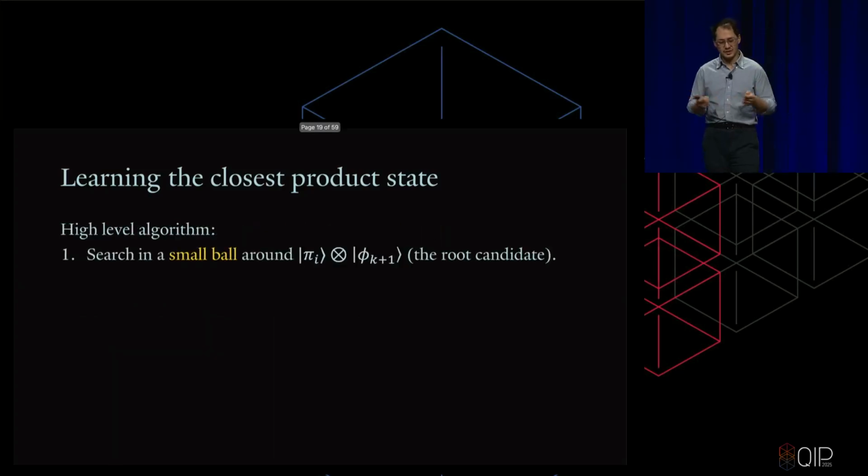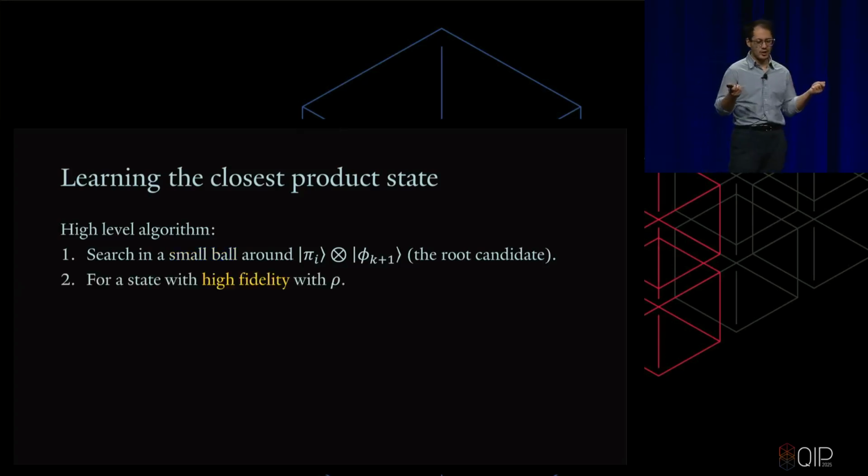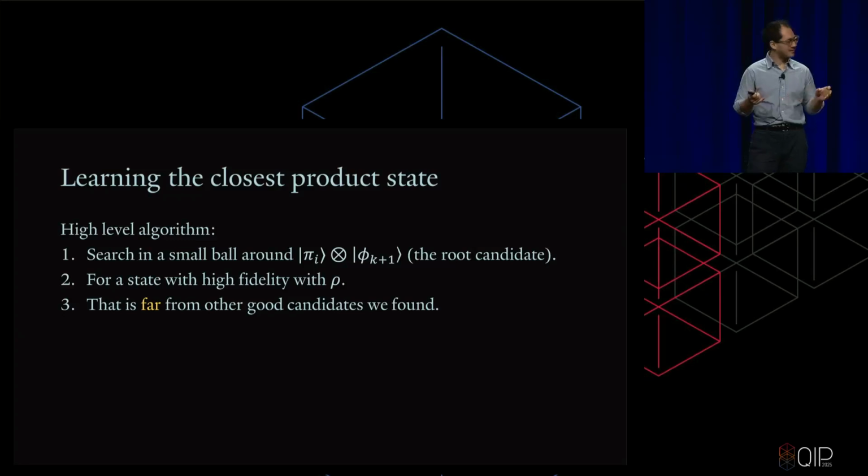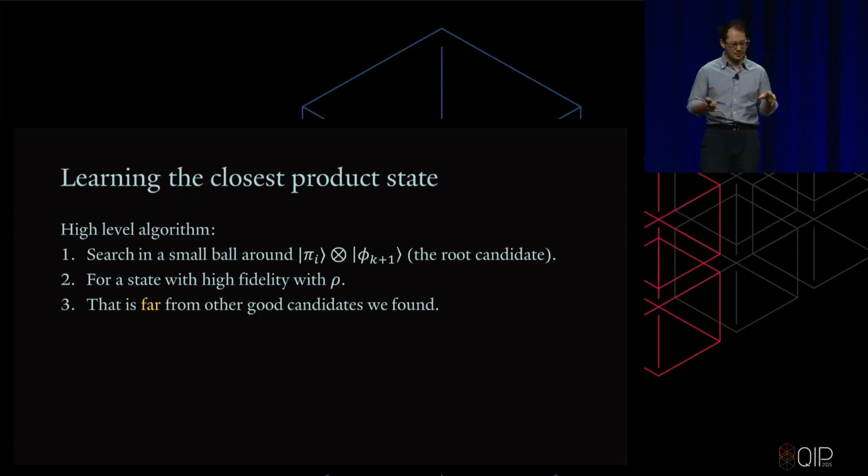So what I actually have to do is be willing to tweak the pi i's a little bit. The thing that does work to extend the product state net is to search in a small ball around pi i tensor phi k plus 1. Here pi i is the thing in the net for k, and phi k plus 1 is a guess for the k plus first register. I'll look for a state in the small ball with high fidelity with rho that's also far from the other good candidates we found. Remember, the fact that the net is small comes from the fact that the things in the net are also far from each other. So great, this is the high-level algorithm for extending our net.